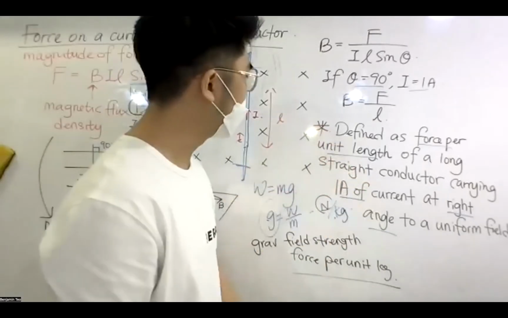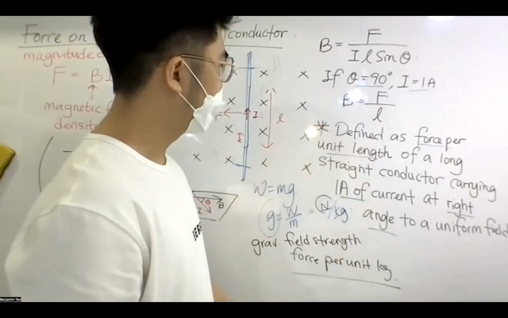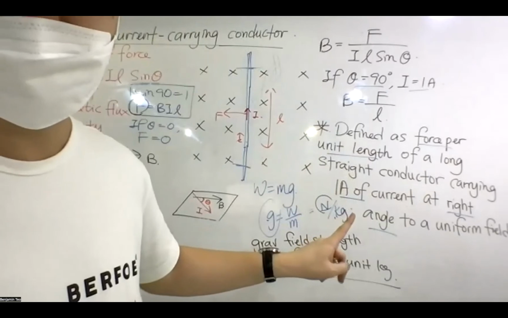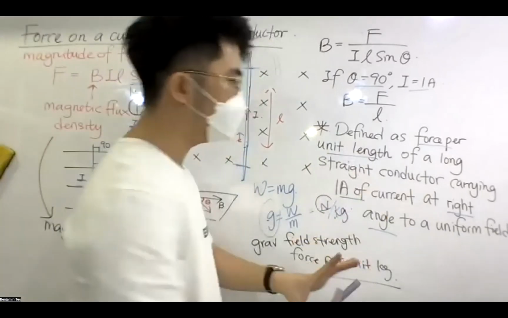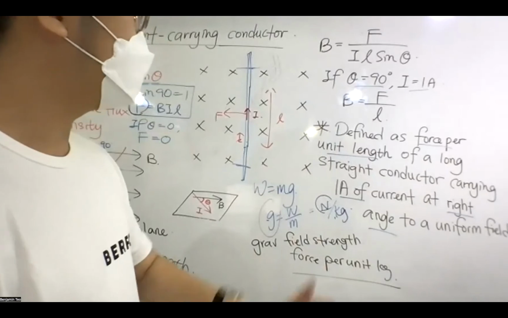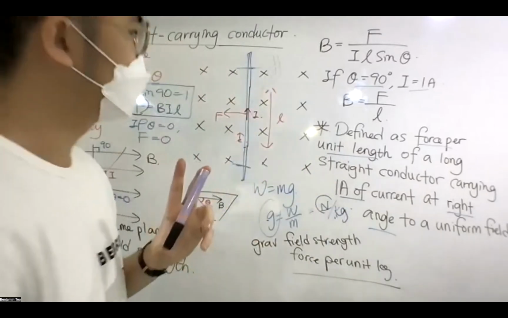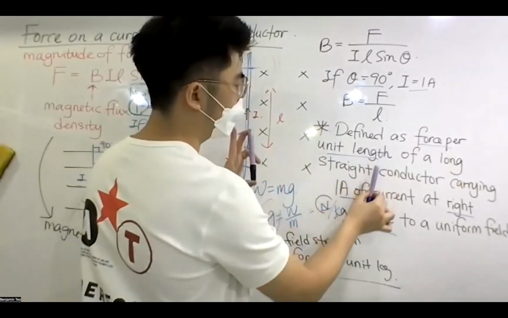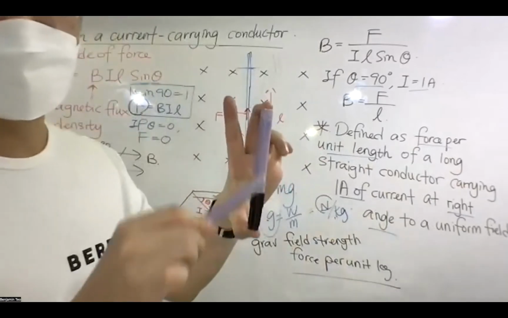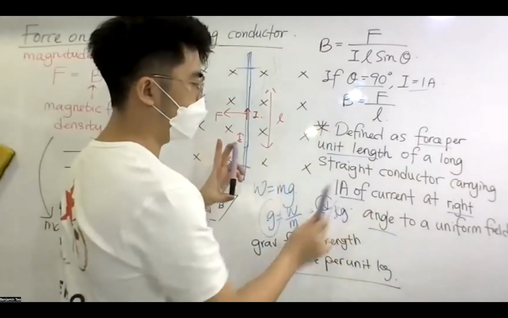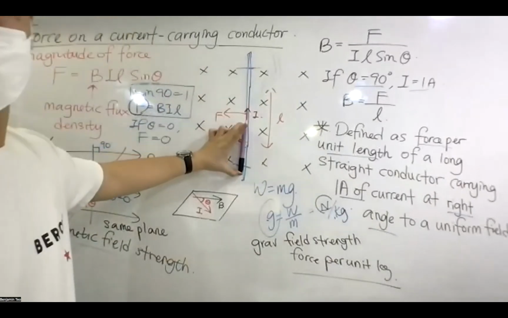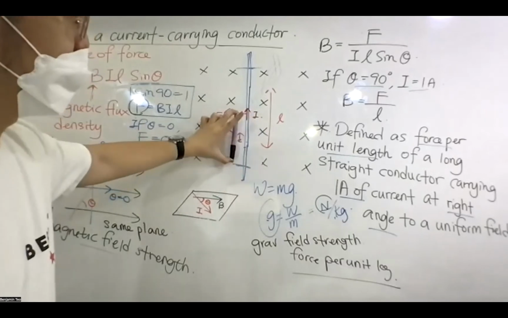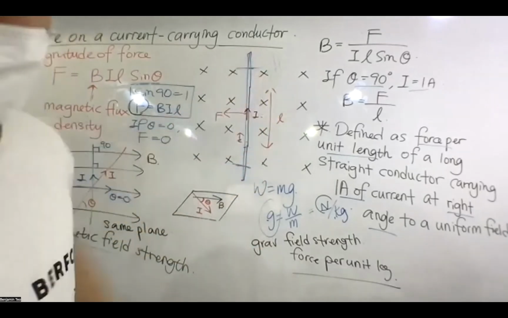Now what does this mean? Force per unit length of a long straight conductor carrying 1 ampere of current. You see how they measure the magnetic field strength. They say that if I take 1 unit length, that's 1 meter, and this 1 unit length has 1 ampere, and I put it here in the field, how much force does it experience? I use that to measure how strong the field is.